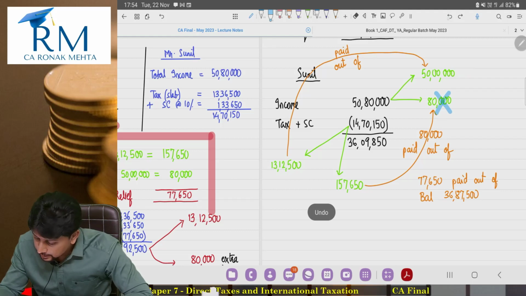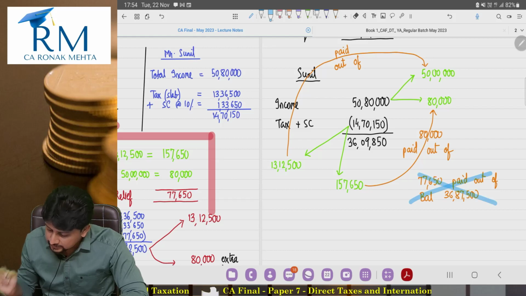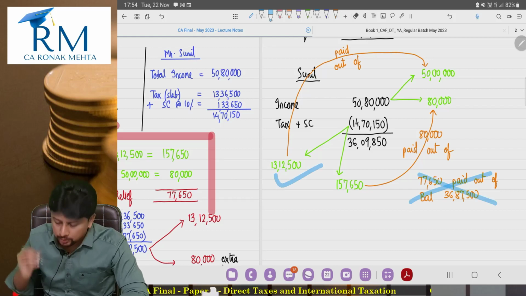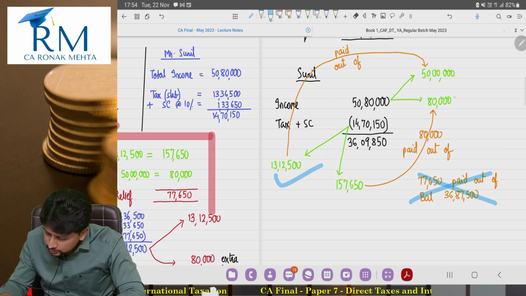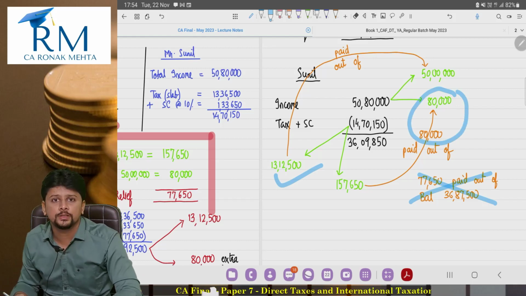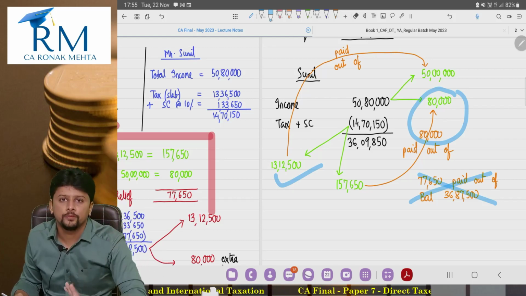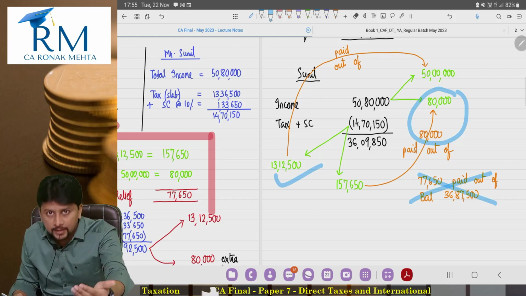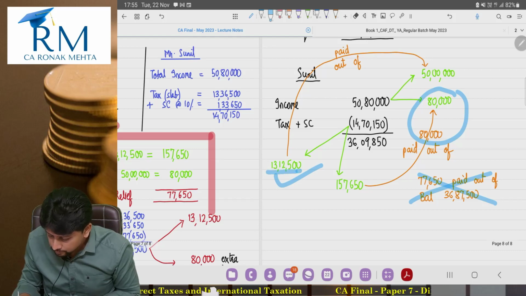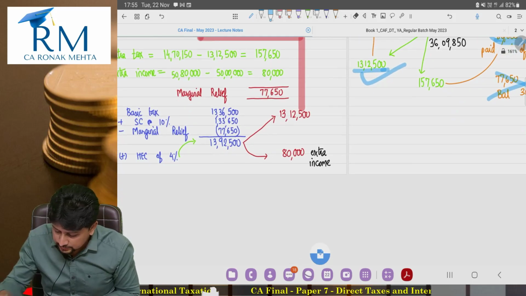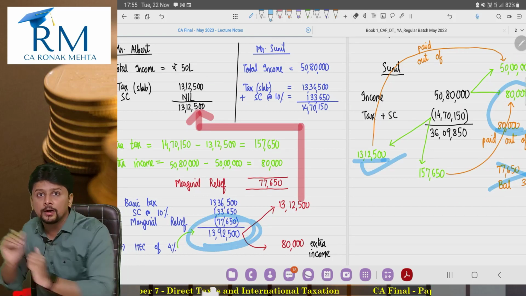Now the government is saying, yes, Mr. Sunil, we agree, ek kaam karo. Don't pay this 77,650. Pay this 13,12,500 because that is the tax on an income of 50 lakhs. 80,000 you were anyways paying na. Pay that 80,000 to us. But the extra that we were asking from you, we are not going to ask that from you. That is the relief that you will get. So now the relief that I am getting is 77,650. So how much am I paying? 13,12,500 and this 80,000, which is 13,92,500. I hope the concept is a bit more clearer now.